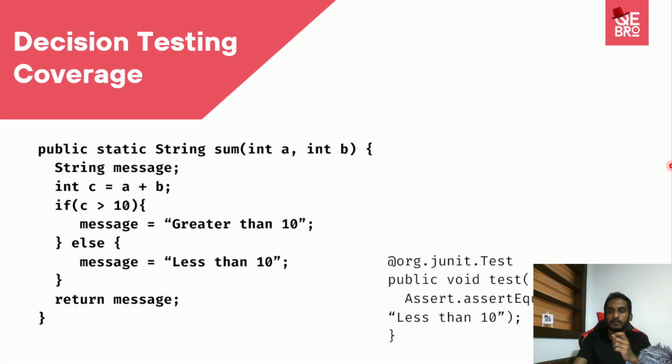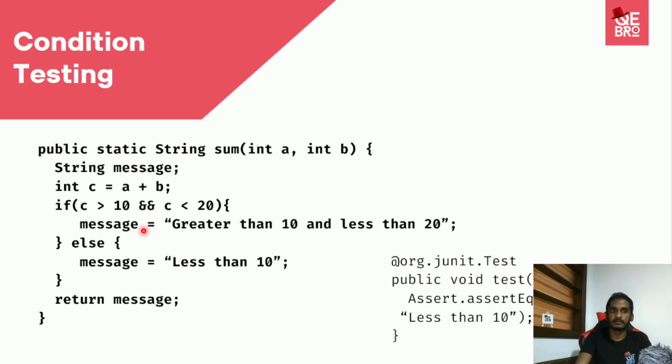Maybe next time we will pass 3 and 2. Now the sum is 5, so C is less than 10. In that case, it will go through the else branch, the second branch. Since you have two branches, you need at least two test cases to cover all the decisions, all the branches and all the statements as well. So I hope now it's more clear to you.